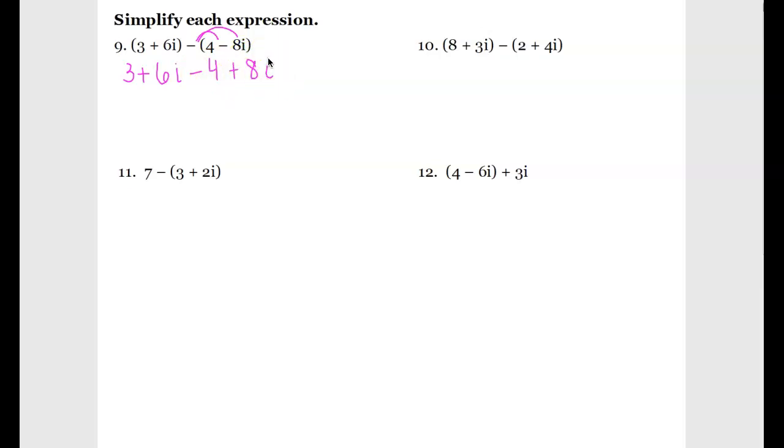And then again, you want to keep it in a plus bi form. So you're going to put the reals at the beginning. So 3 minus 4 is negative 1. 6 plus 8 is 14i.